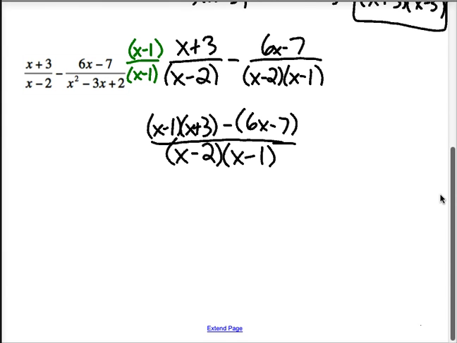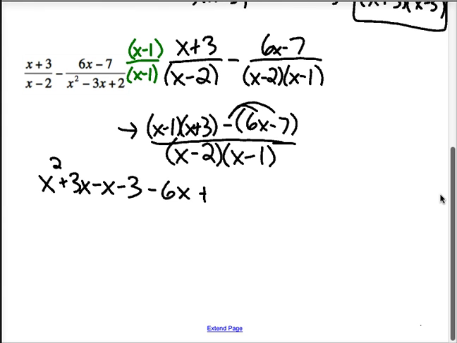All right, now, this first piece right here is going to take FOILing in order to break it apart. So when I FOIL that, I'm going to get x squared plus 3x minus x minus 3. And then when I distribute that negative, I get a minus 6x plus 7, all over that common denominator.